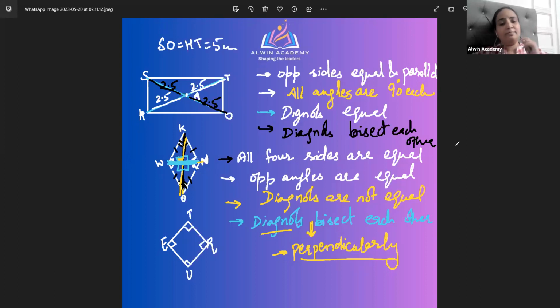Clear or not, everyone? We can say as a second line also, diagonals bisect each other and diagonals are perpendicular to each other. That is also absolutely correct. To summarize it in one line, I'll say diagonals perpendicularly bisect each other, or diagonals bisect each other perpendicularly. Right, everyone or not? Yes, ma'am.